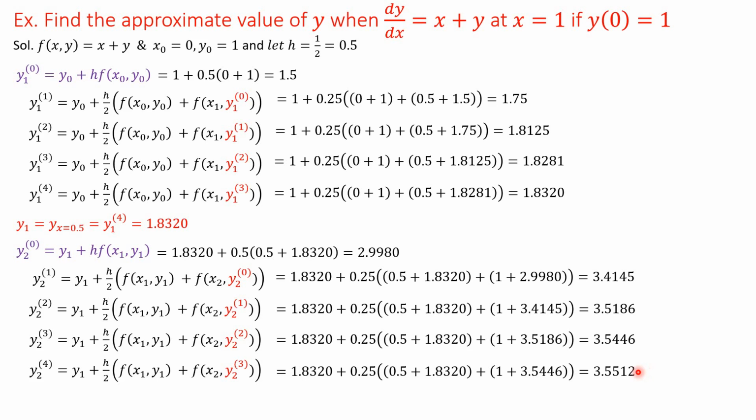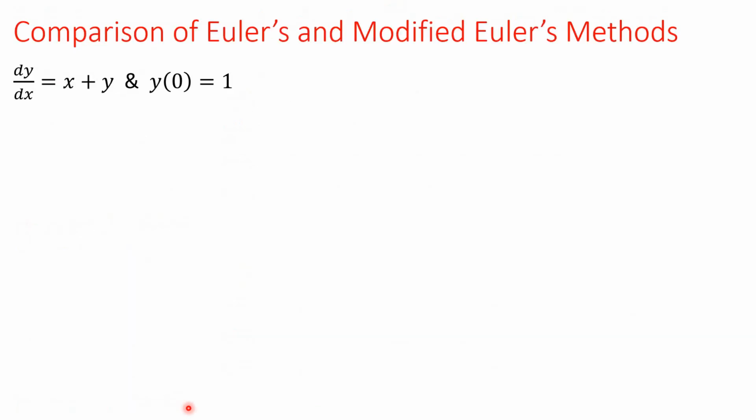3.5512. Now we'll stop because we got the answer correct up to almost one decimal place, and after that even these values are very close. Here we have 4, here we have 5, so you can stop here, and this is our answer. So y when x is equal to 1 is 3.5512.